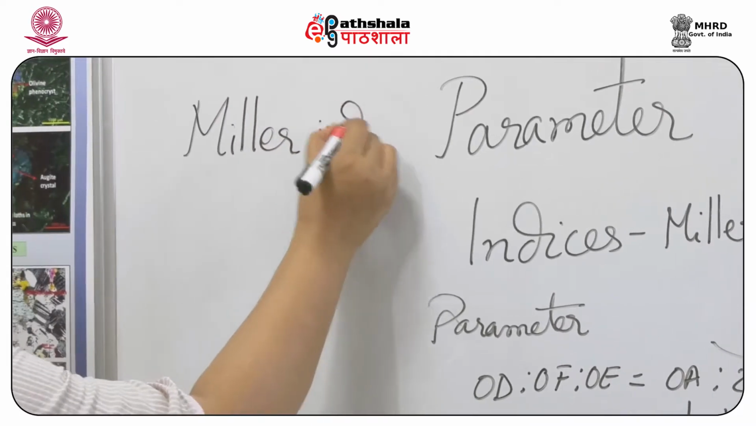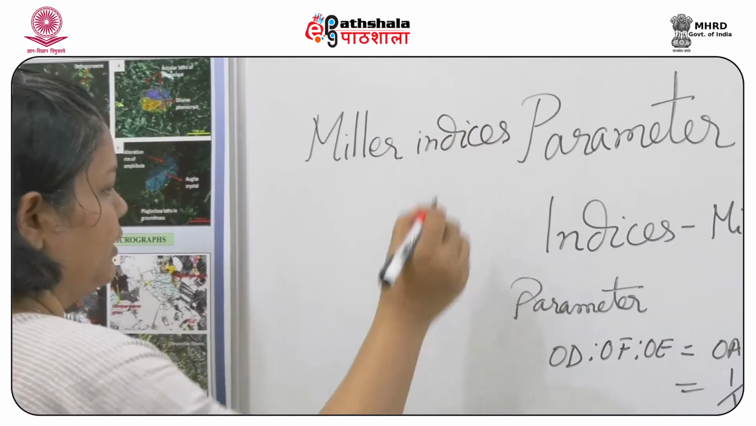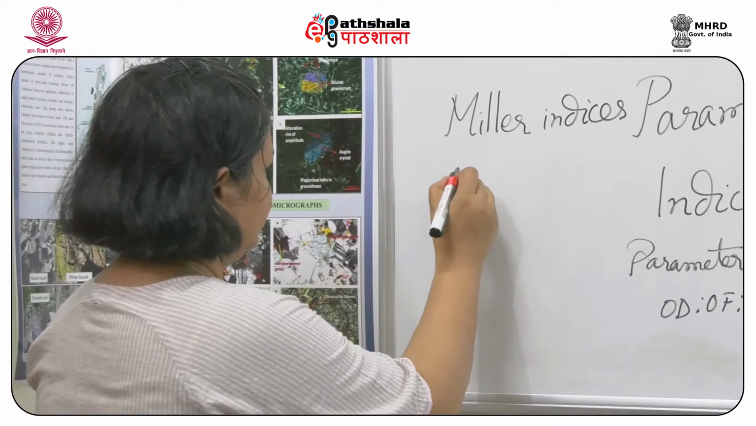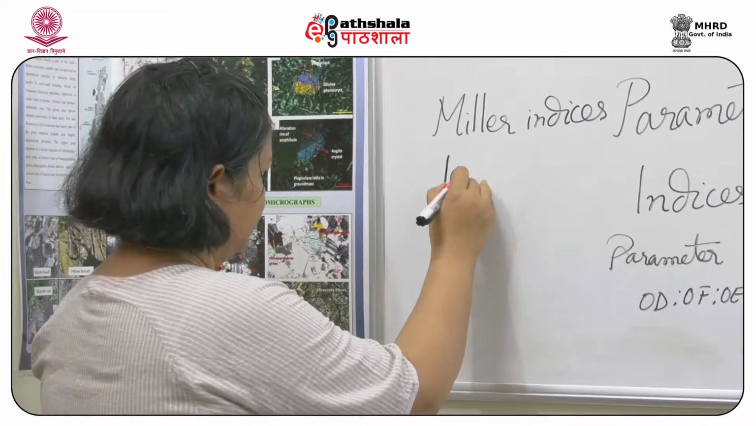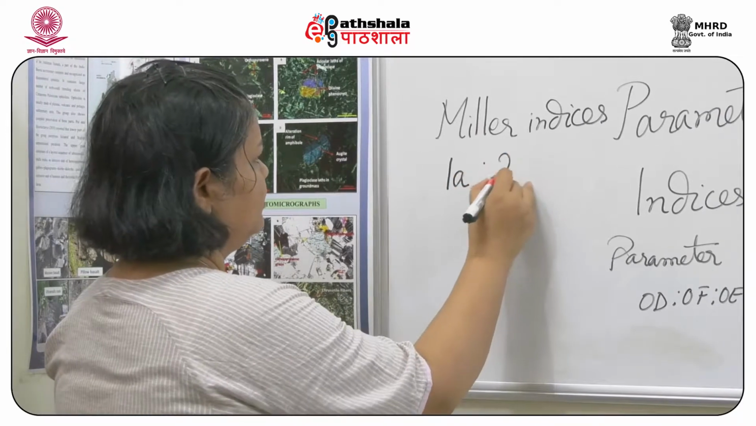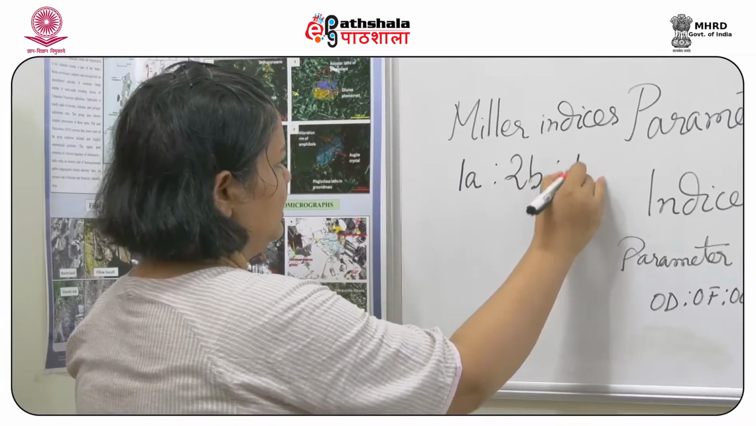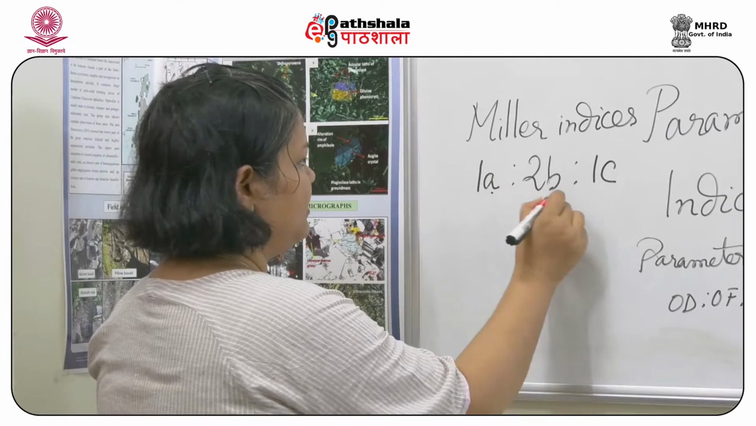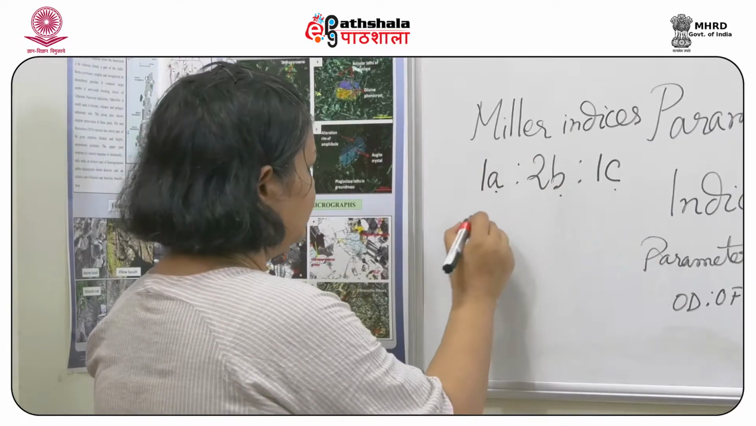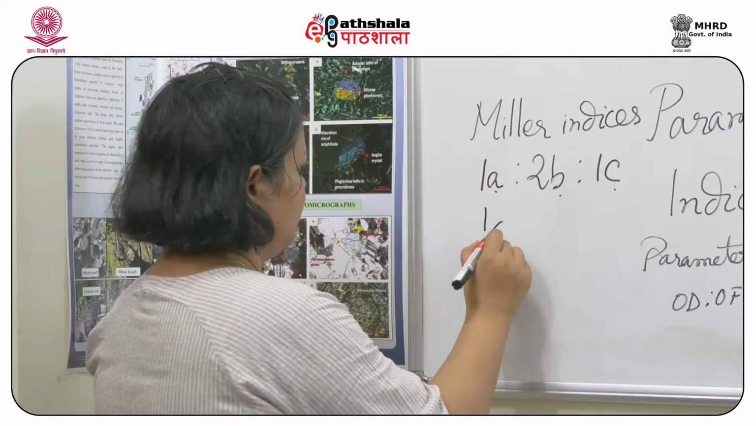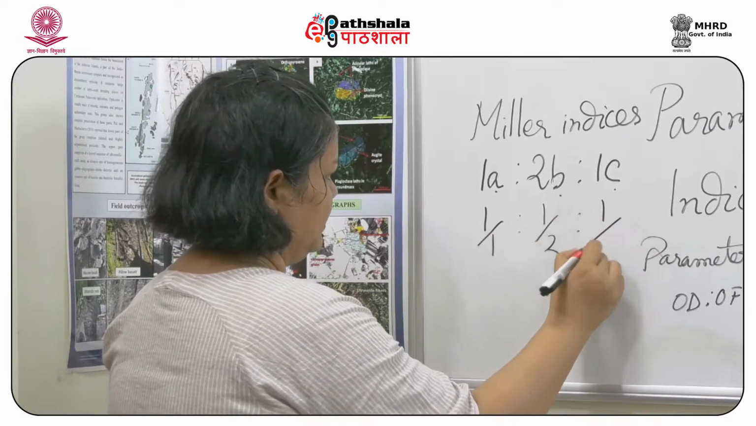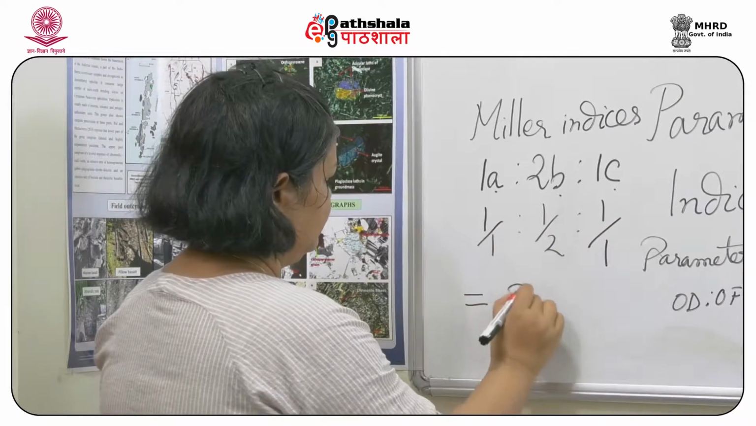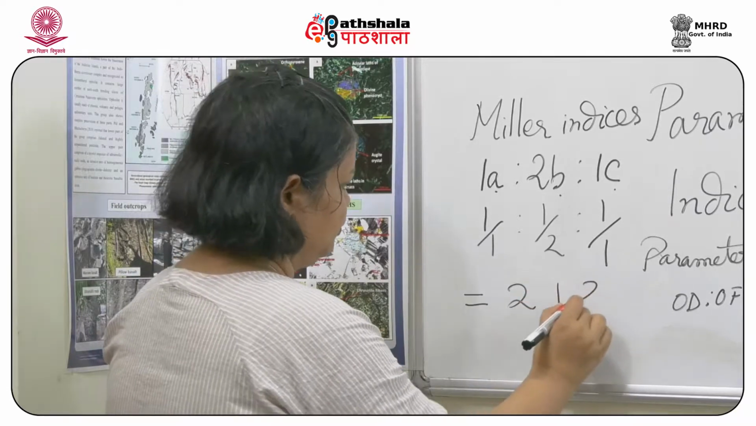Now, moving on to how to arrive at Miller indices. Miller indices is nothing but the reciprocal of the intercepts of the crystal faces. For instance, a face has a crystallographic intercept of 1A is to 2B is to 1C. Here A, B, C are the crystallographic axes. We will invert this. So it is 1 is to 1 is to 1 is to half is to 1 is to 1, which gives 2, 1, 2.